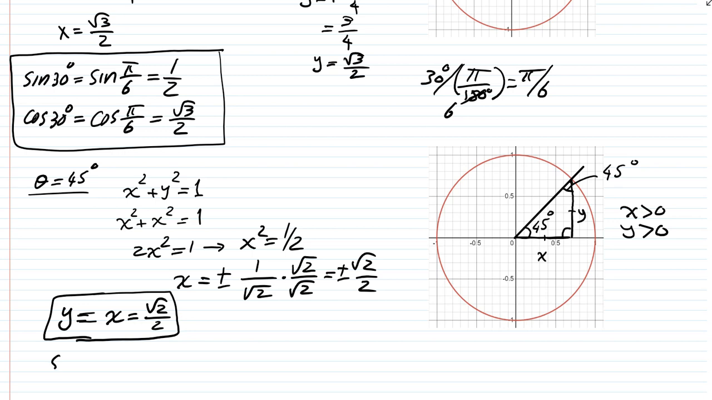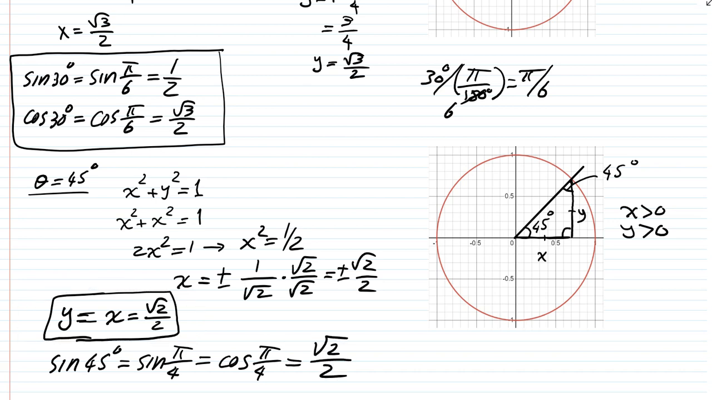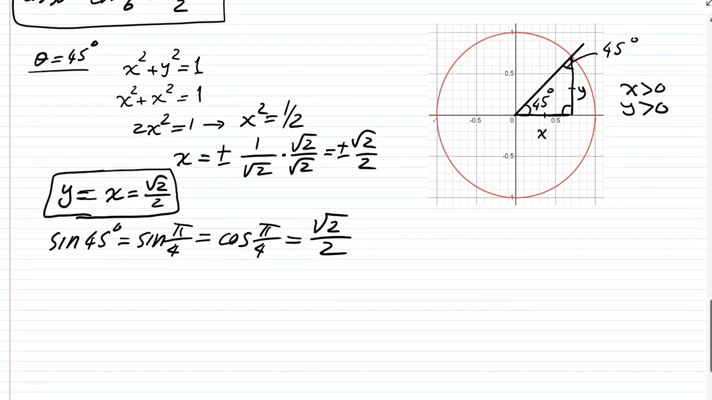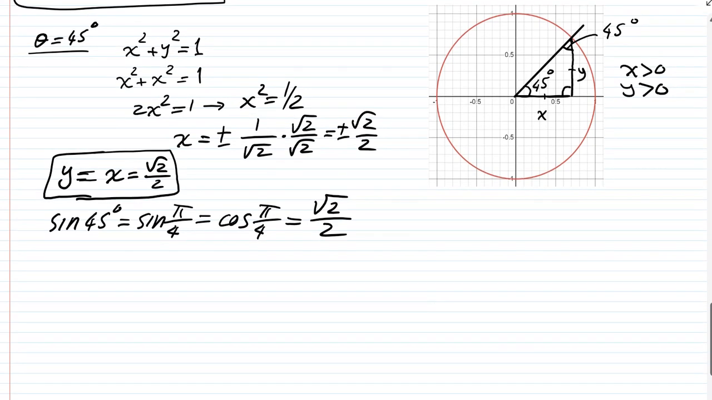And we have the following. Therefore, sine of 45 degrees, which in radians would be pi over 4, is equal to cosine of pi over 4, as suggested by that equation. And they're each root 2 over 2. And again, from this, we can do tan, cotan, secant, cosecant. All right. Next, take a look at the 60 degrees.